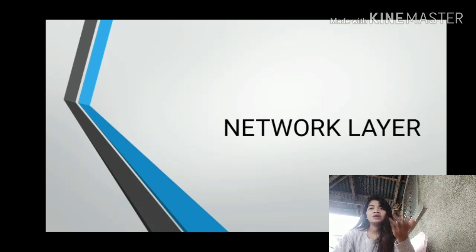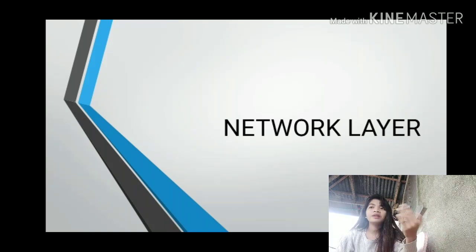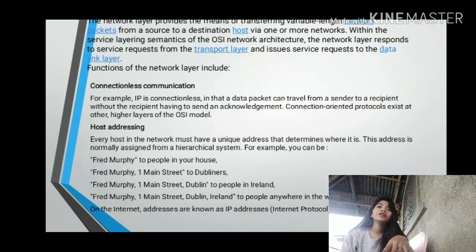Functions of the network layer include connectionless communication. For example, IP is connectionless in that a data packet can travel from a sender to a recipient without the recipient having to send an acknowledgement. Connection-oriented protocols exist at other higher layers of the OSI model.